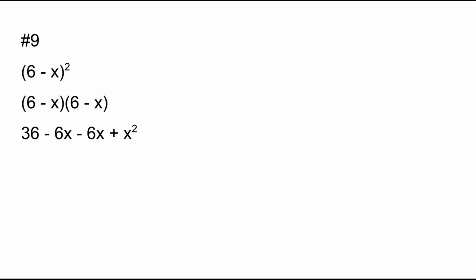Let's combine our like terms. We have two negative 6x's, which will make negative 12x. So we have it written like this. We could keep it like this and this would be perfectly fine. I would put a great big check mark next to it. But if you don't like the way this looks and you want to put it the normal way, you may. All you would do is rewrite this with x squared first, minus 12x plus 36.